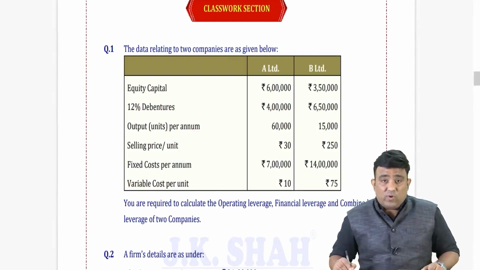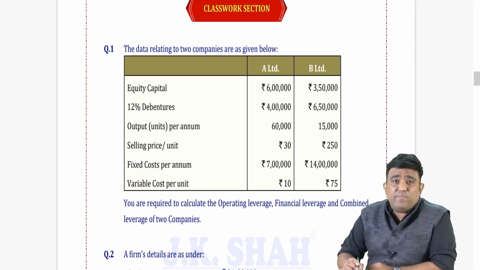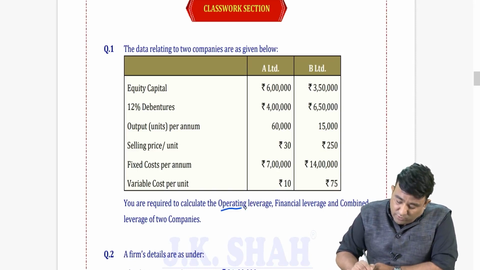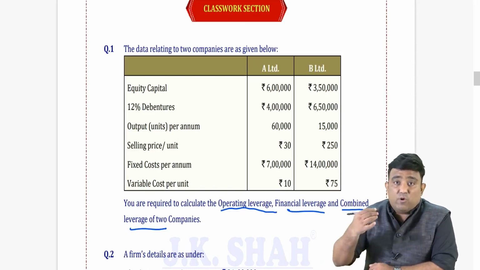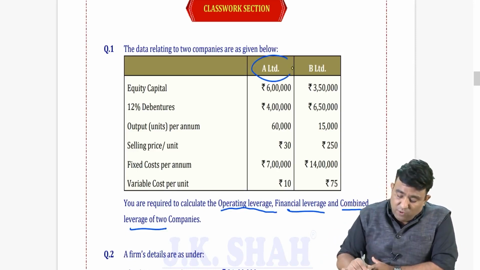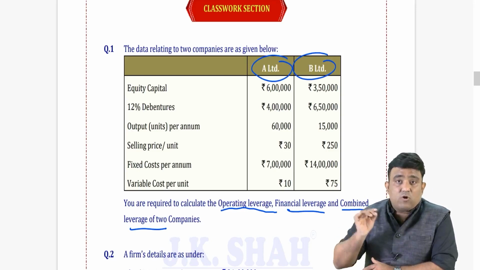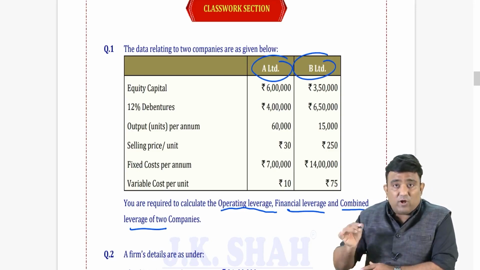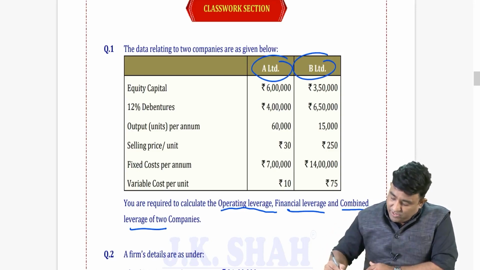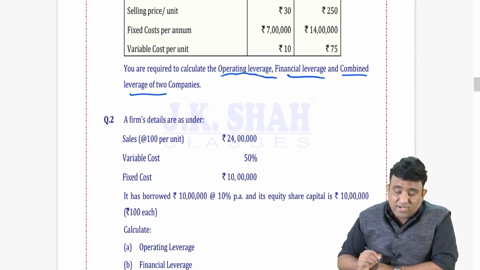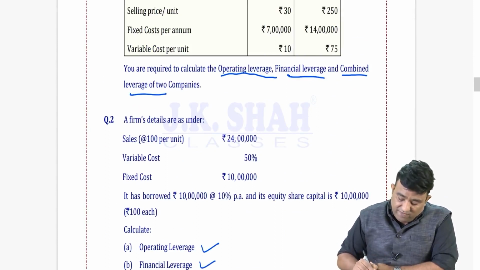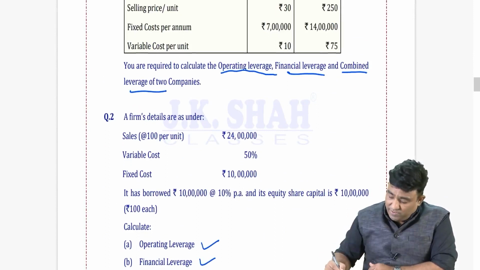Coming back to question 1 of our classwork, students, this is a very basic example whereby you are supposed to just calculate operating, financial and combined leverage. Prepare a statement of EPS, normally we say income statement, of both the companies. Apply the concept and calculate operating, financial, combined. Done. Second question, student, equally basic example. One company only. Prepare income statement. Calculate DOL, DFL, DCL. Very simple normal example.